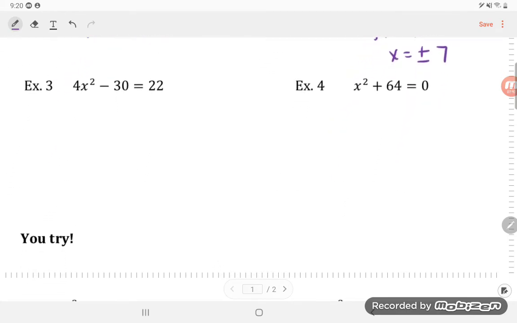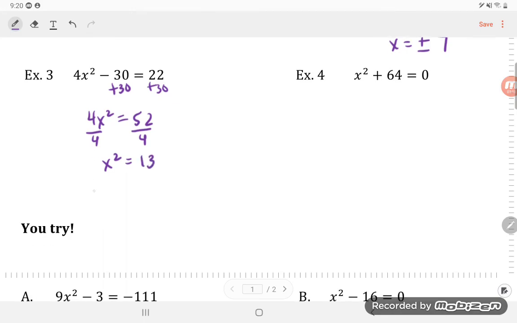For example 3, I have 4x squared minus 30 equals 22. So I'm going to add 30 to both sides so that I can start to isolate that x squared. I have 4x squared equals 52. The next step is to divide both sides of my equation by 4, and x squared is going to equal 13. I have to take the square root of both sides, and x is going to equal plus or minus the square root of 13. We have to remember that 13 is a prime number and it cannot be simplified.